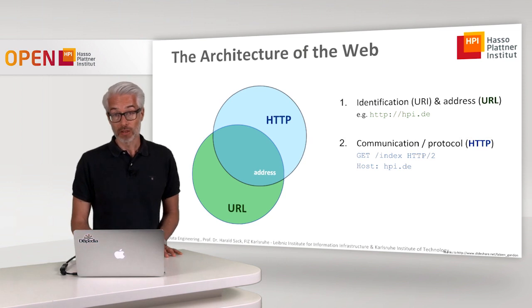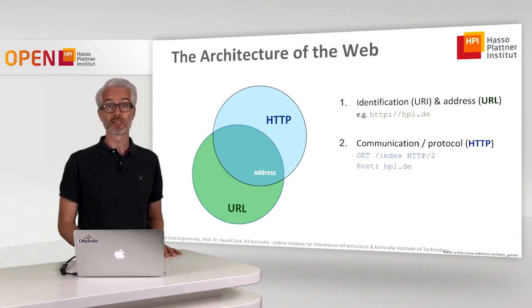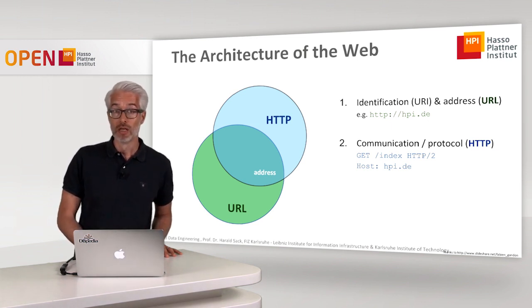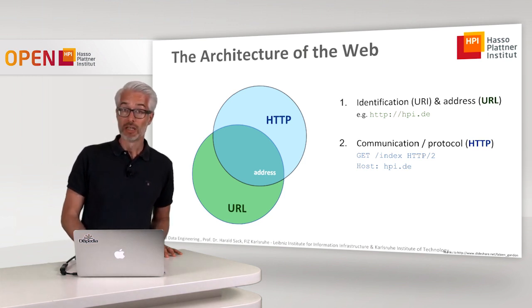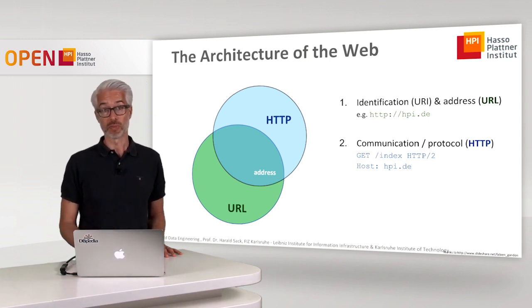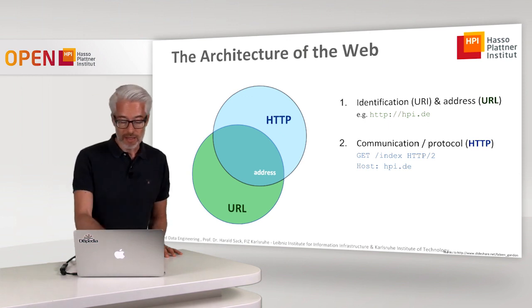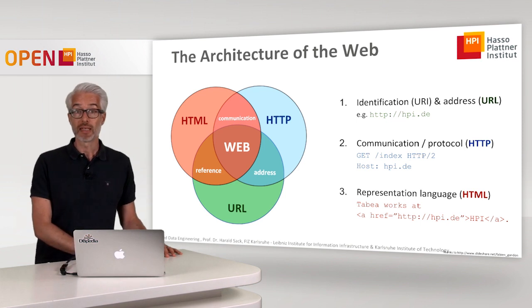The next building block of the traditional web is the protocol with which messages are transferred on the web. And this is the so-called hypertext transfer protocol. With this protocol, of course, you can access information which is referenced with the help of a URL, which is then the address of the data or the information you access.